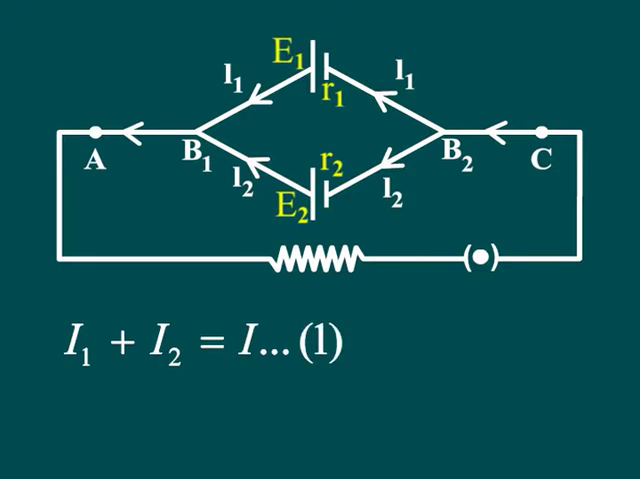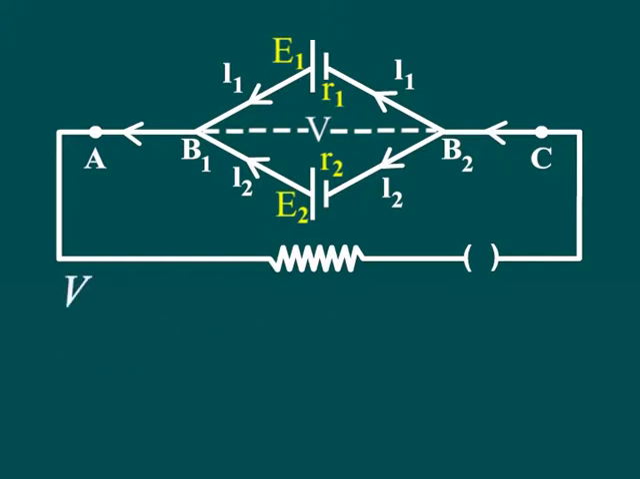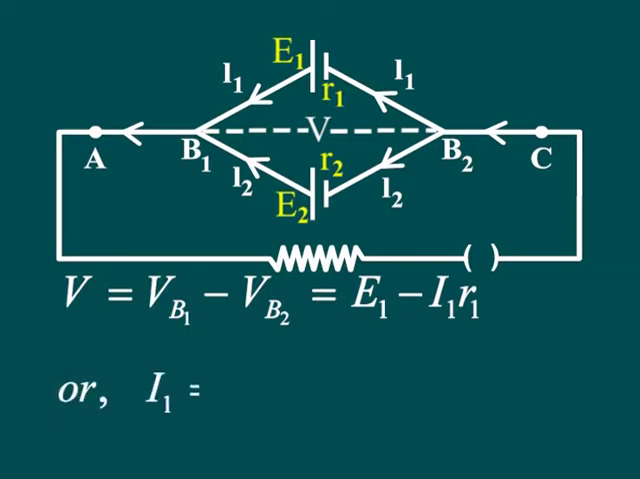Let VB1 and VB2 be the potentials at B1 and B2 respectively, and V be the potential difference between B1 and B2. Here, the potential difference across the terminals of first cell is equal to the potential difference across the terminals of the second cell. So, for the first cell, V is equal to VB1 minus VB2, which is equal to E1 minus I1 R1, or I1 is equal to E1 minus V upon R1.